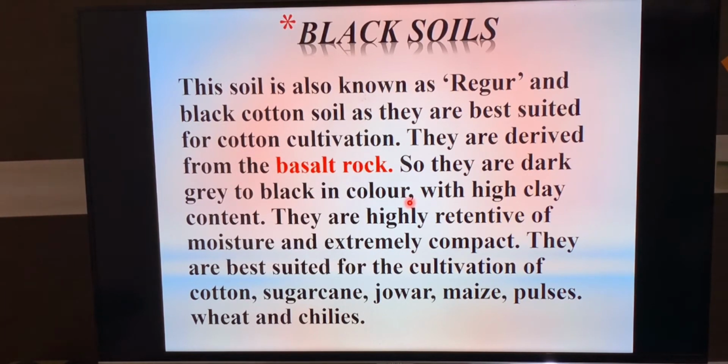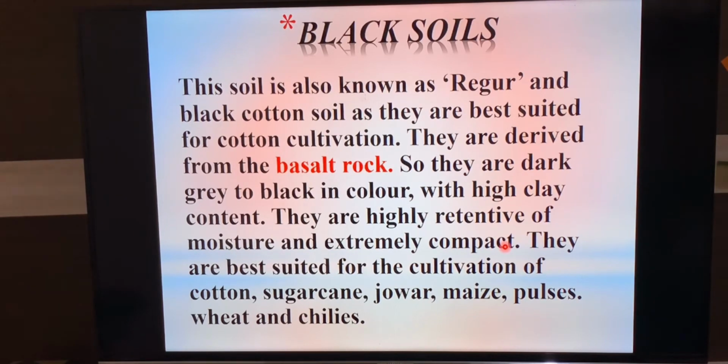And next we are going to learn three geographical features. First one is high clay content. It contains high clay, and next one is moisture, and third one is compact. So remember, three points you have to remember in the black soil. We have three geographical features. First one is high clay. Next one is moisture, it retains moisture. And third one is extremely compact. So those are the geographical reasons which are found in the black soils.